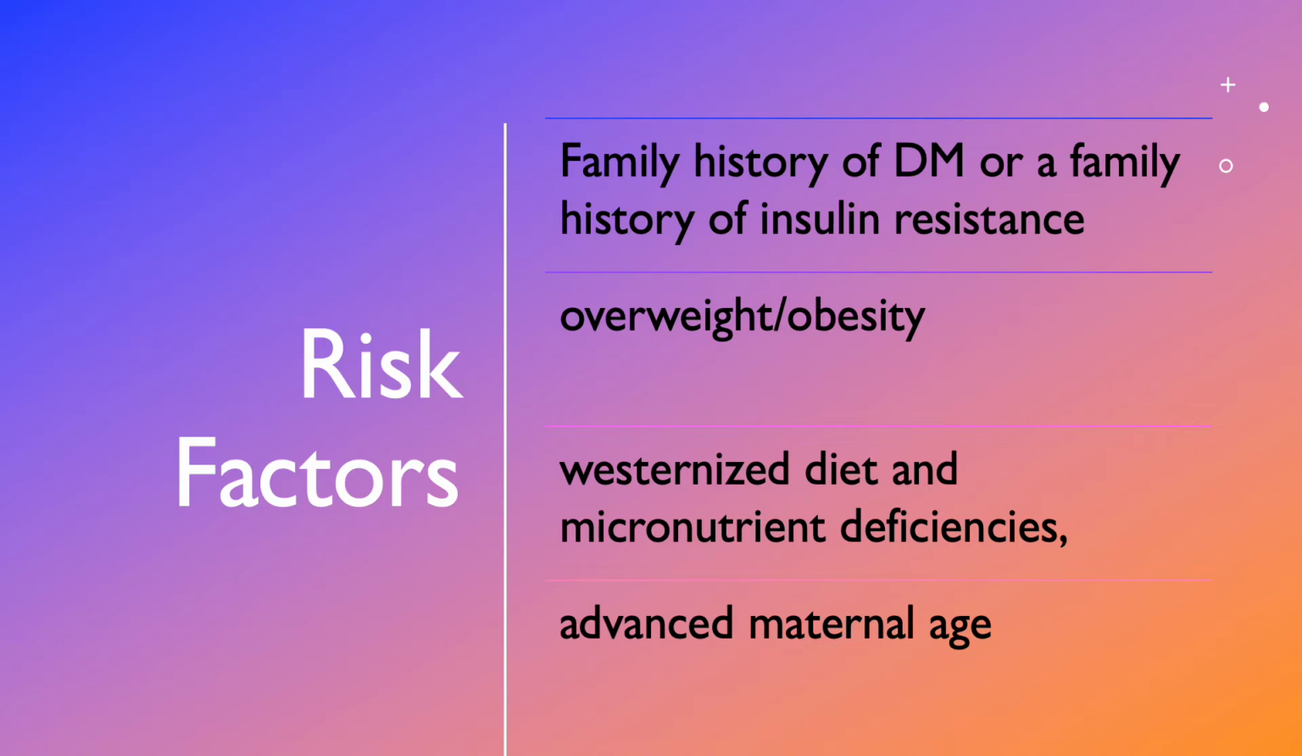Risk factors for gestational diabetes are similar to those found in type 2 diabetes, and they include a family history of diabetes or a family history of insulin resistance, being overweight or obese, a westernized diet and micronutrient deficiencies, and advanced maternal age, usually women over the age of 30. There's an increased incidence of gestational diabetes found among women of Hispanic, African American, Native American, Asian, or Pacific Islander origin.